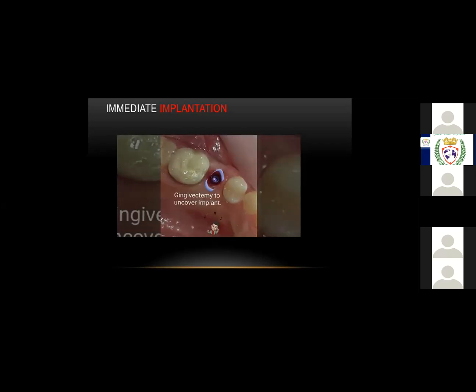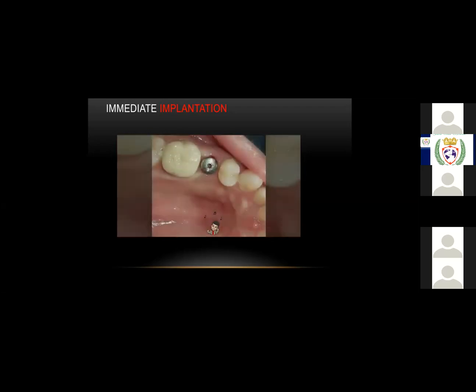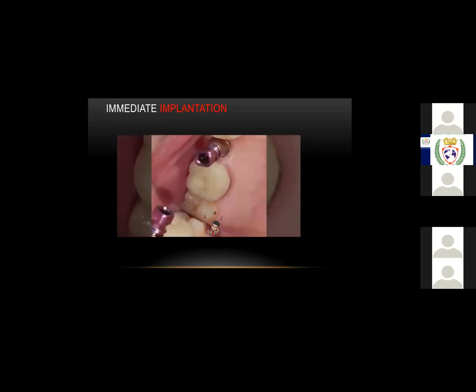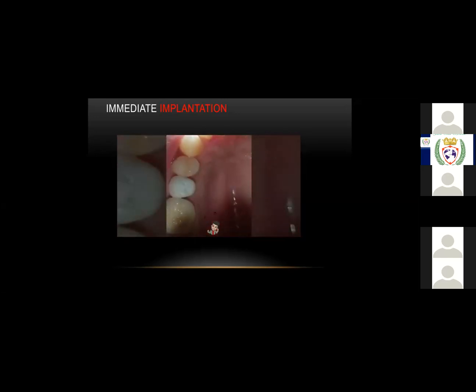Then after 6 months in the maxilla, you can open it up, uncover it for your prosthetics. So the impression post you can put, do your impressions, and regular conventional procedures can be followed just to place the crown there and close it.